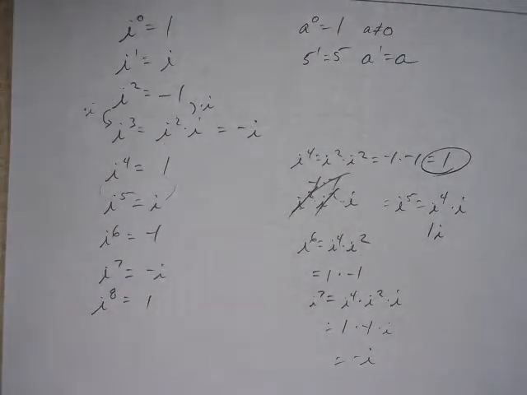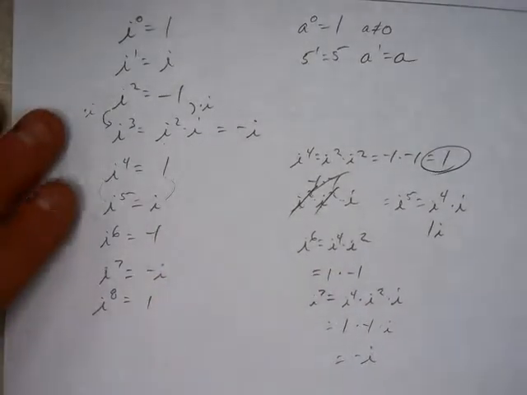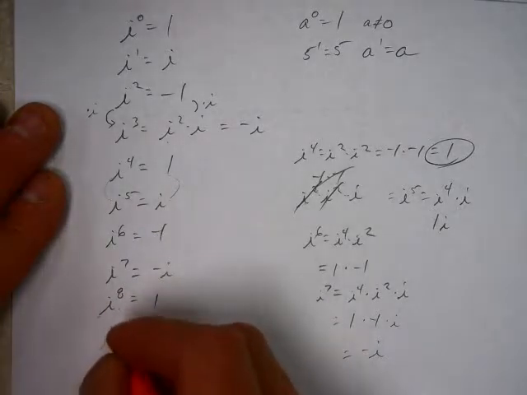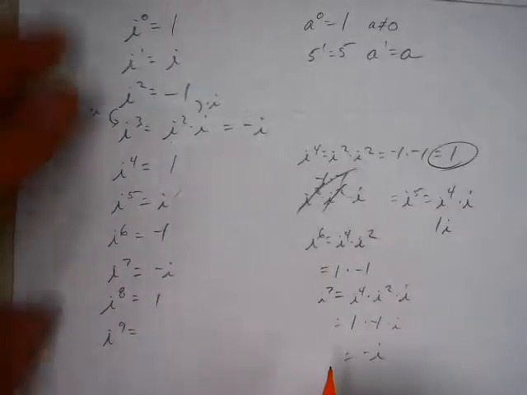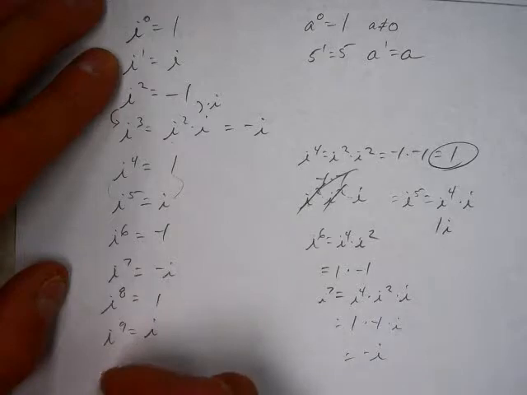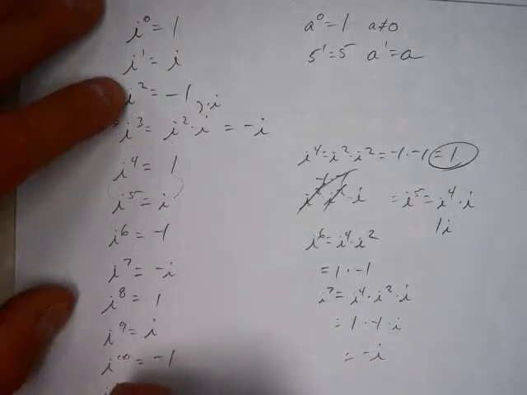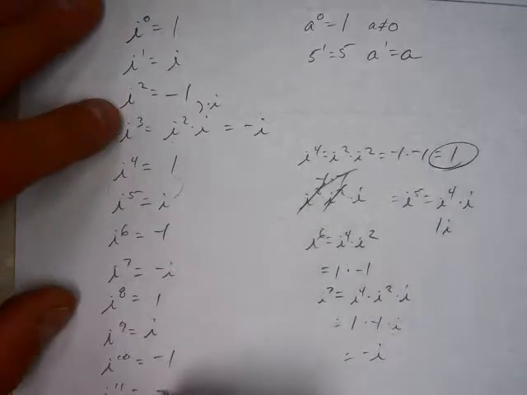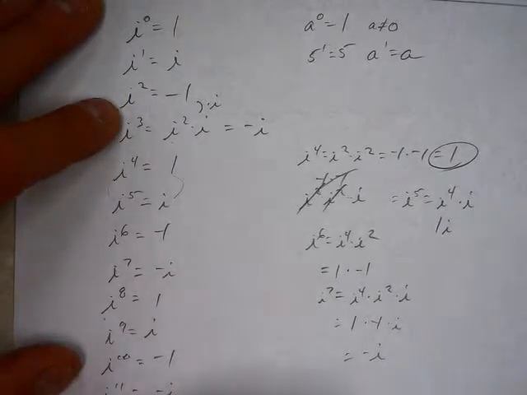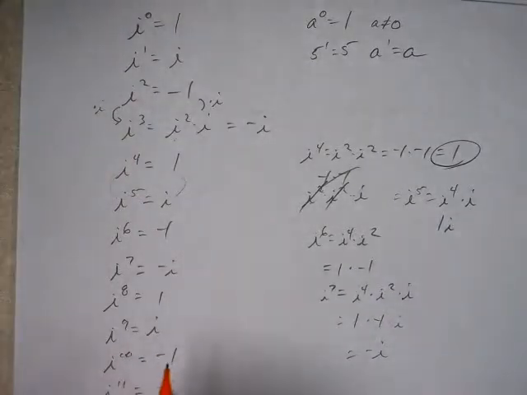How can I figure it? You're right. Negative 1 squared, or what is it, 2 times? i to the 4th times i to the 4th, which is 1 times 1, which gives me 1. Now let's use the pattern. i to the 9th is i. i to the 10th is negative 1. i to the 11th is negative i. i to the 12th is 1. So it goes in cycles of 4, okay?